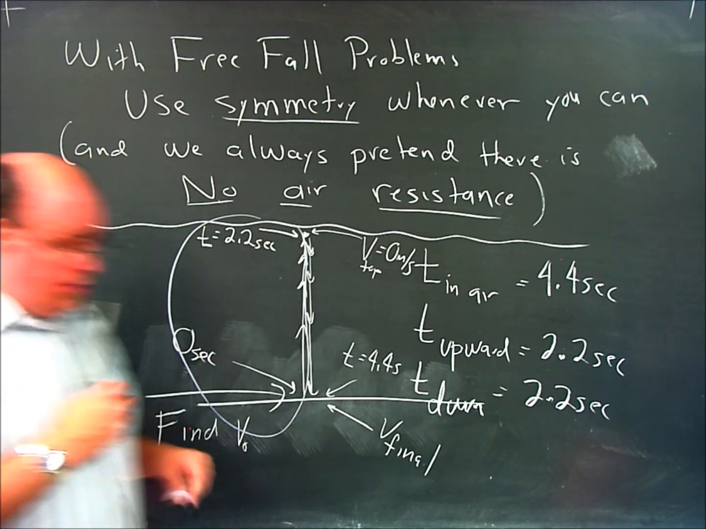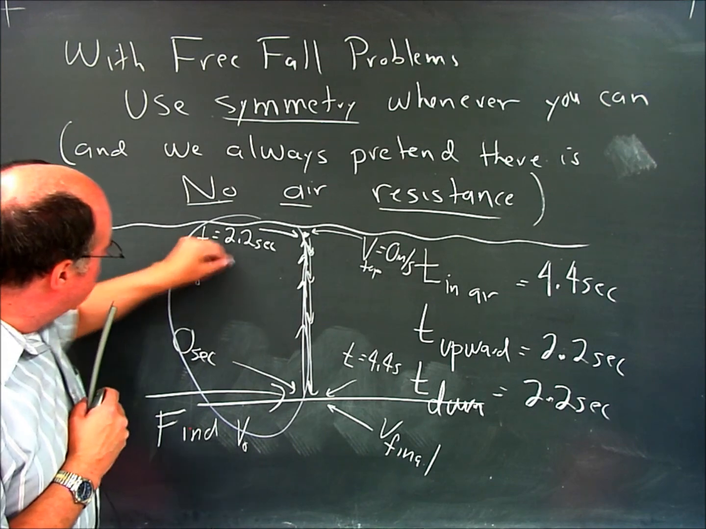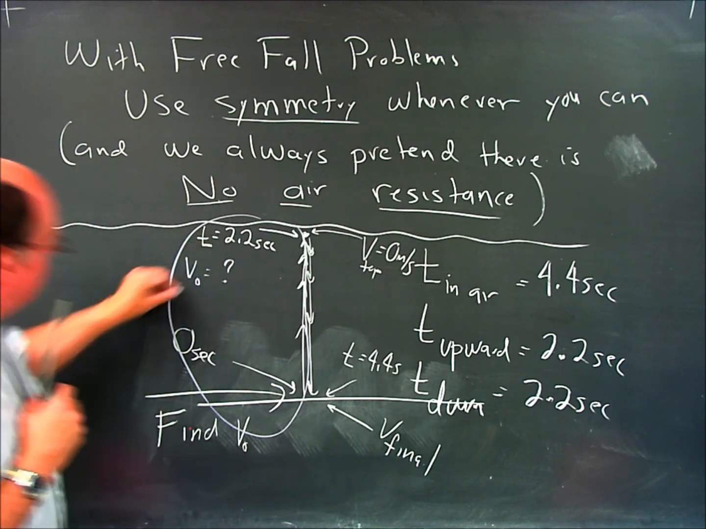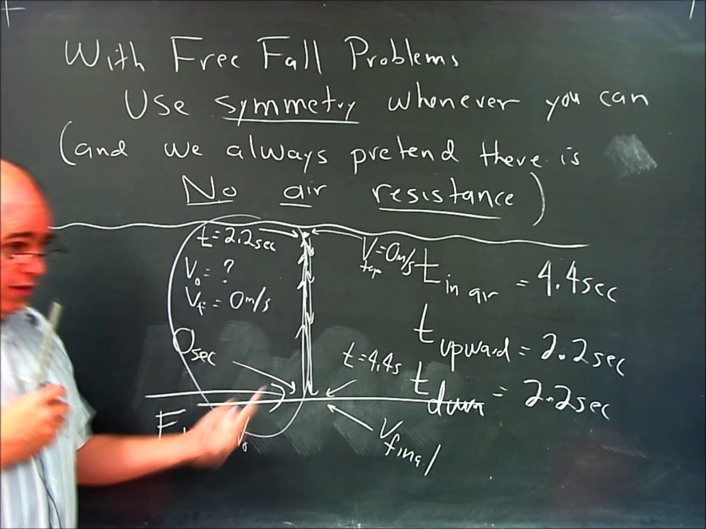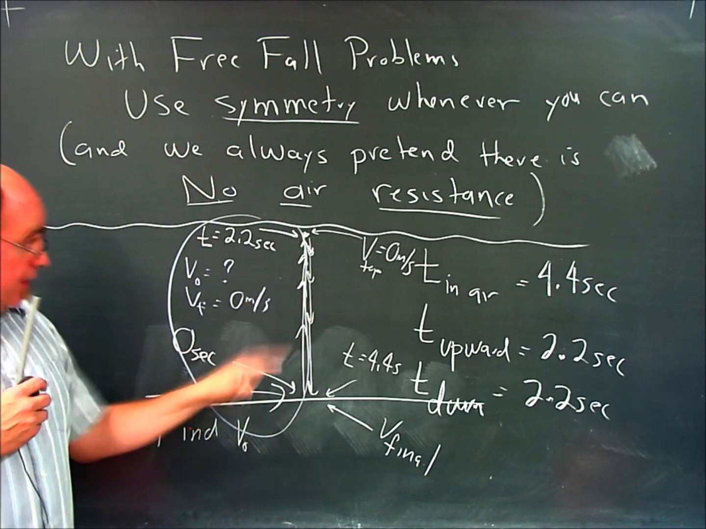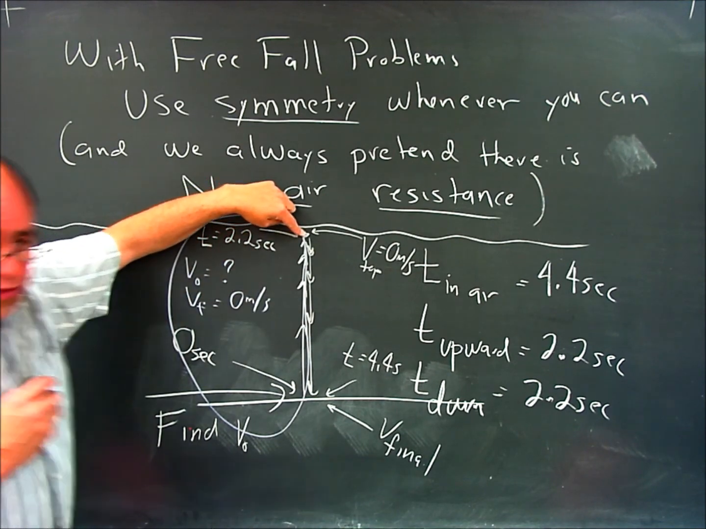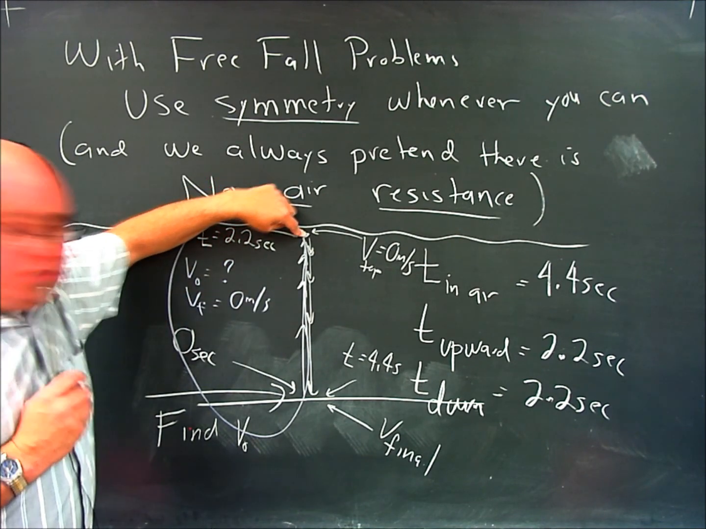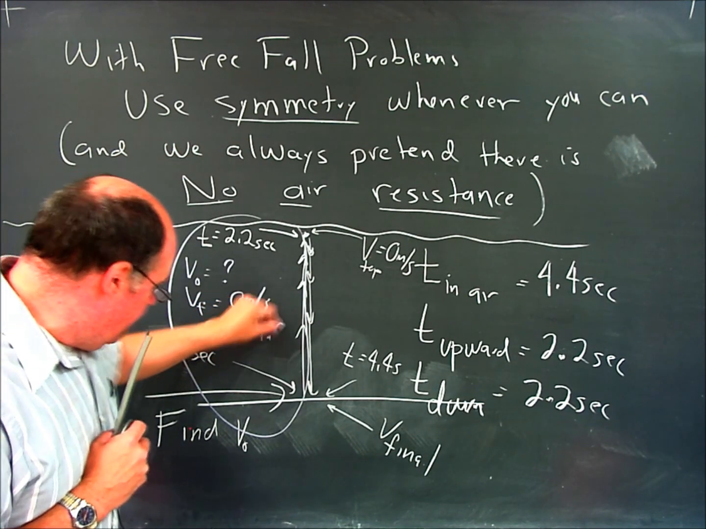I'll do the upward trip. And what do I know about the upward trip? V initial equals question mark. What else do I know? V final equals 0 meters per second. I'm only doing the upward trip. So you see, when is the upward trip over? The upward trip is over right here at the maximum height. So that means the speed of this thing is 0 at the maximum height. What else do I know? The acceleration due to gravity is negative 9.8.